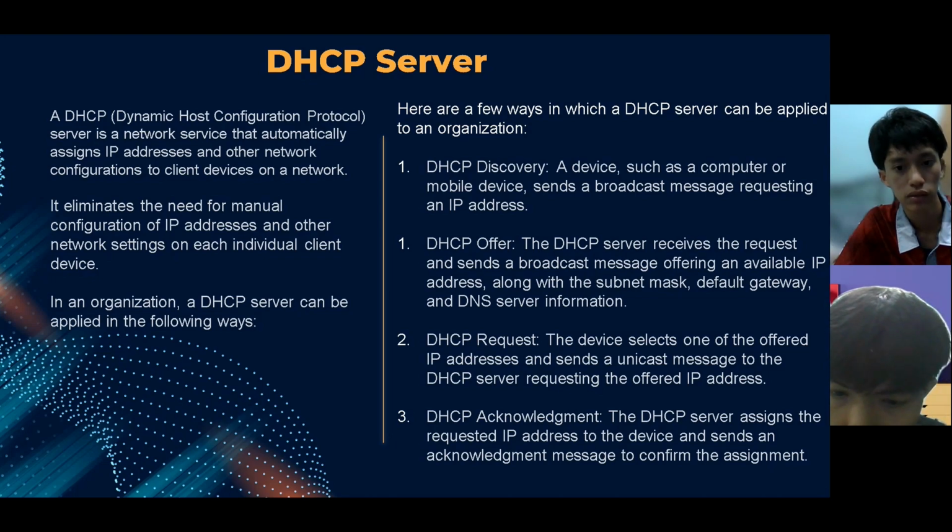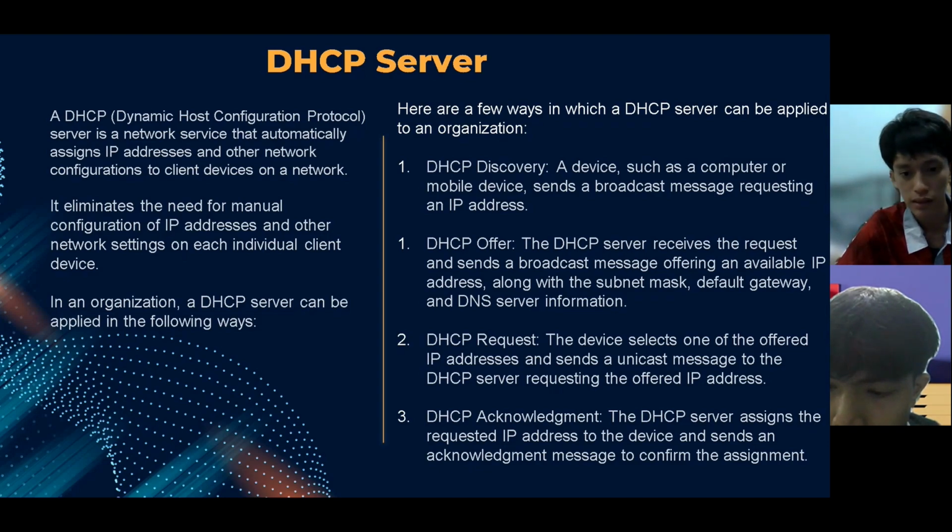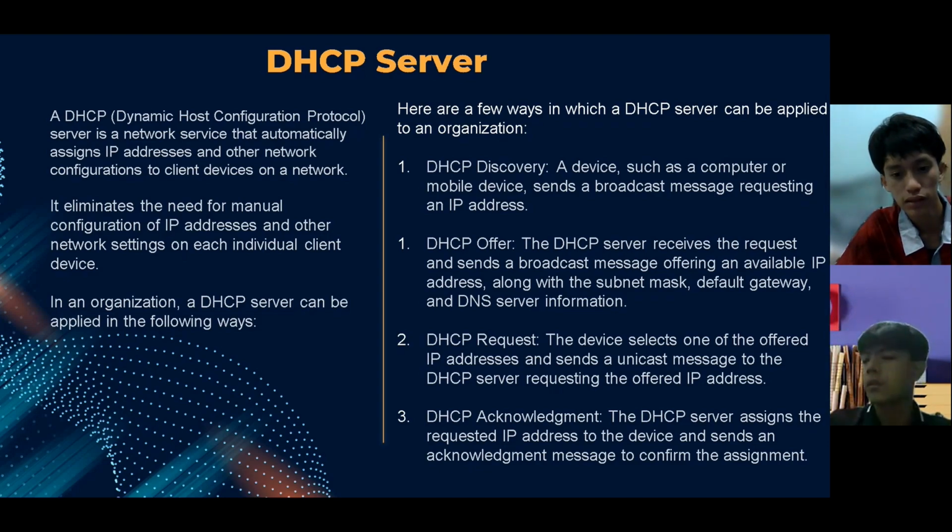Third, DHCP request. The device selects one of the offered IP addresses and sends a unicast message to the DHCP server requesting the offered IP address. And the last one, DHCP acknowledgement. The DHCP server assigns the requested IP address to the device and sends an acknowledgement message to confirm the assignment.